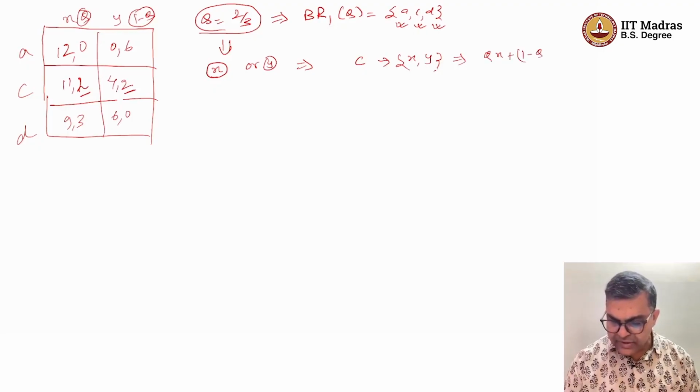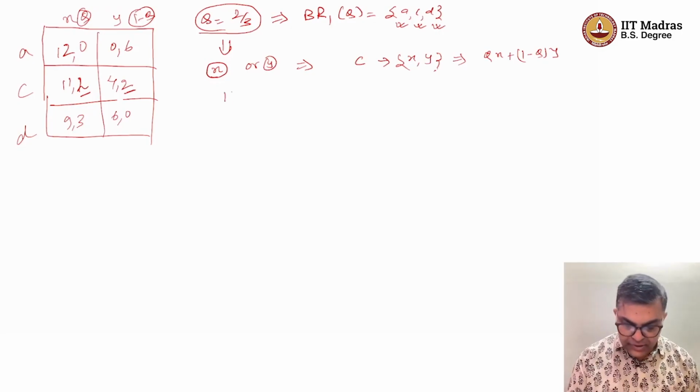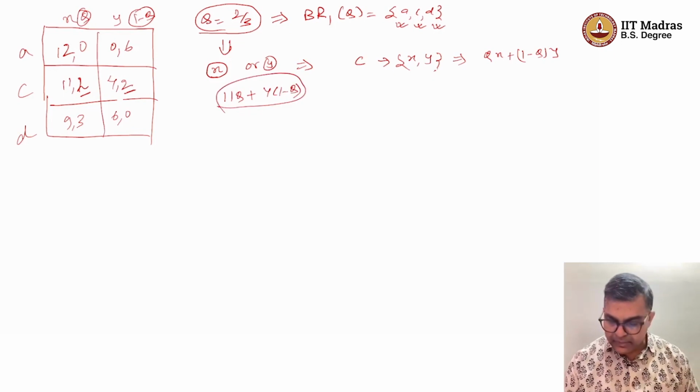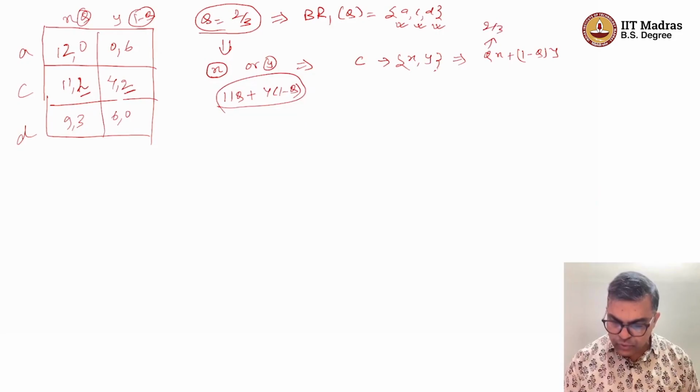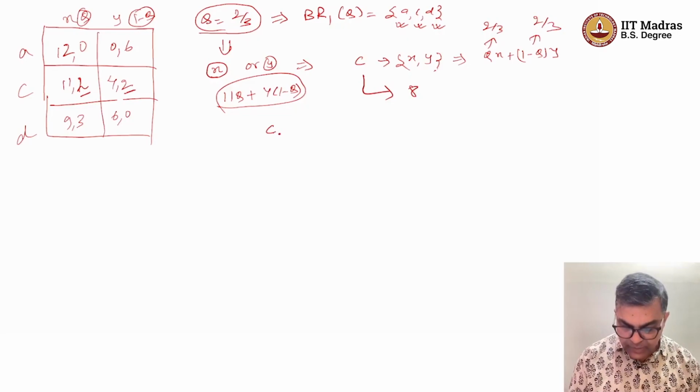QX plus (1 minus Q)Y, but if he uses any Q, then the payoff is going to be 11Q plus 4 multiplied by (1 minus Q), which may not be the same as A and C. But if Q happens to be equal to 2 by 3, then we have figured out that C gives 8, A gives 8 and D gives 8. So we can have a Nash equilibrium in which player 1 is playing C and player 2 is playing 2 by 3 X plus 1 by 3 Y.